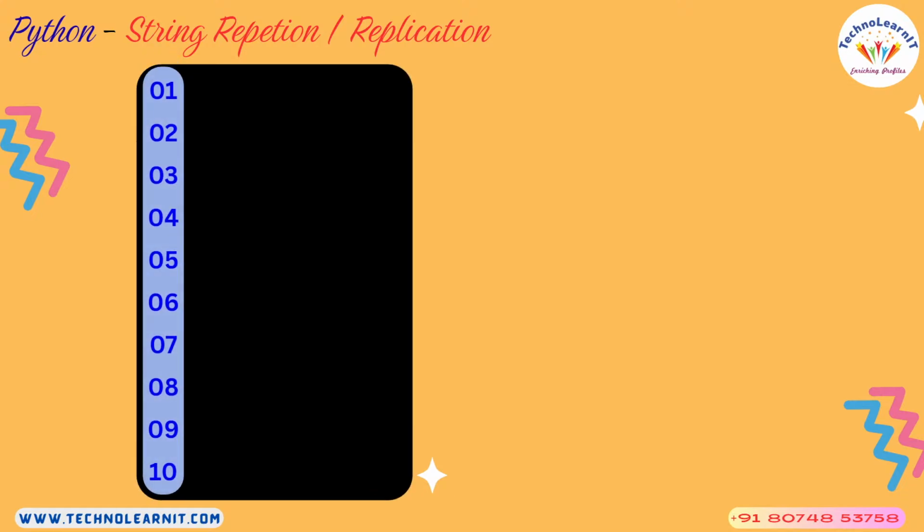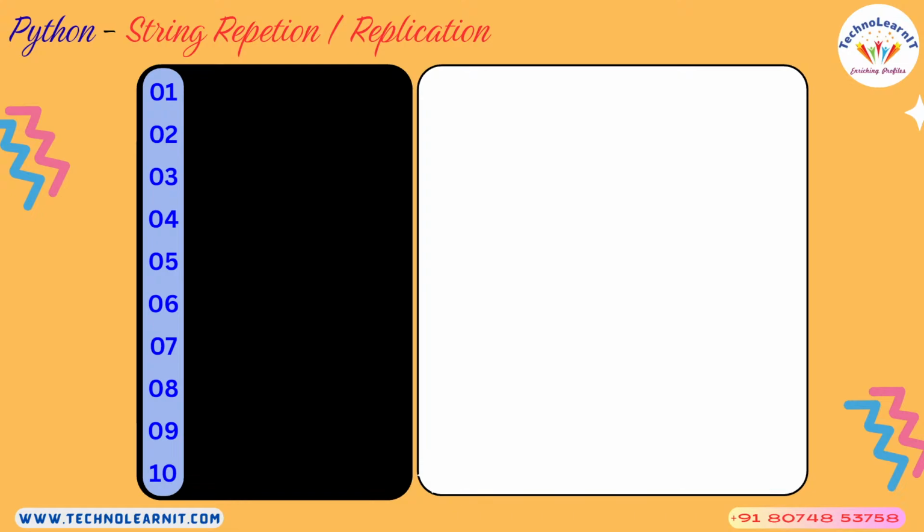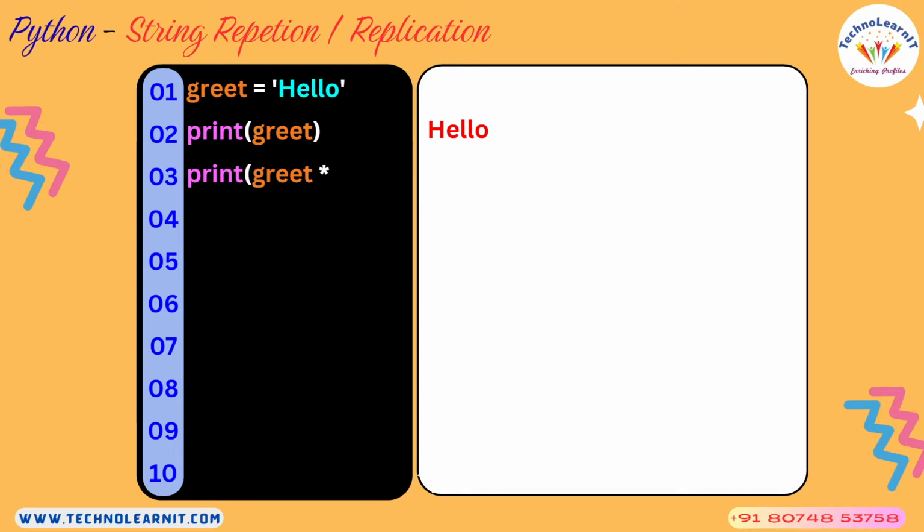Let us look at a couple of examples to understand what kind of operations we can perform on strings. Have a look at statement 1. Greet is equal to hello. Here the data type of greet would be class string. And you just print the variable greet. You can see an output of hello printed on the output screen. Alright. Now in statement 3, you have another print statement which prints greet times 2.